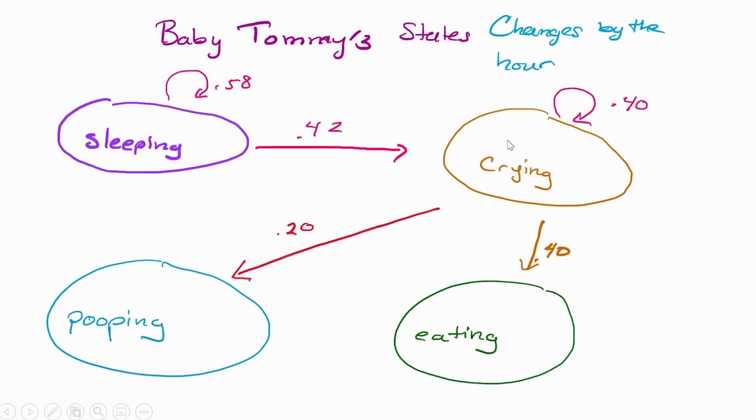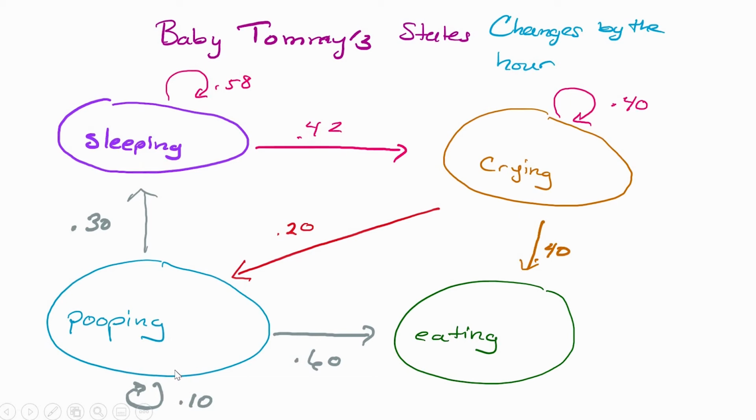So let's look at crying. Crying, inconsolable baby, 40% chance in the next hour it continues crying. There's a 40% chance that it moves from crying to eating, and there's a 20% chance it moves from crying to pooping. Notice the 40%, 40%, and 20% add up to 100%. Same with the gray here.